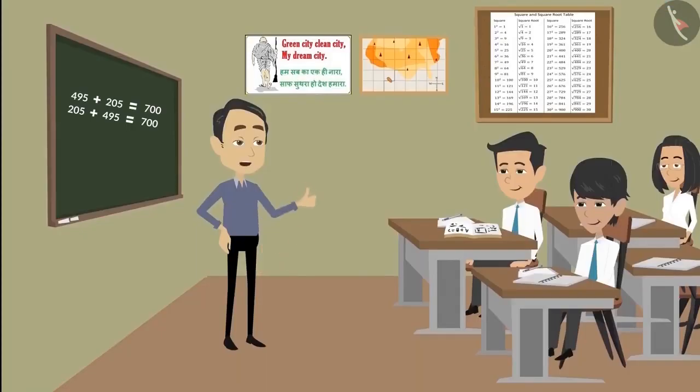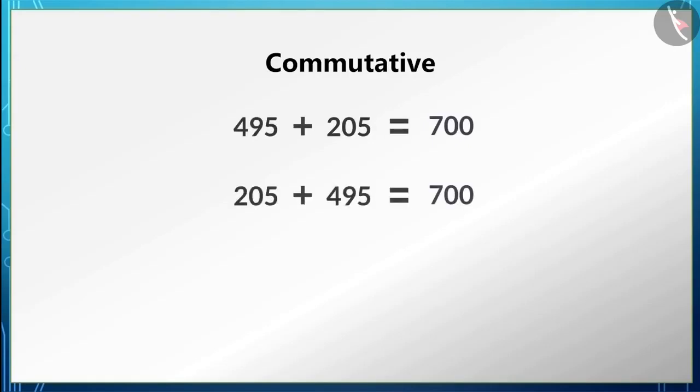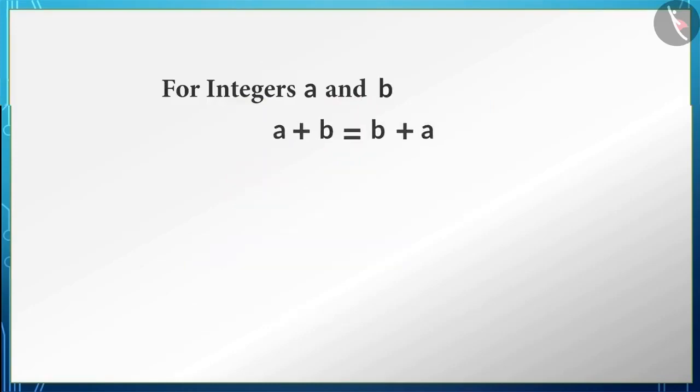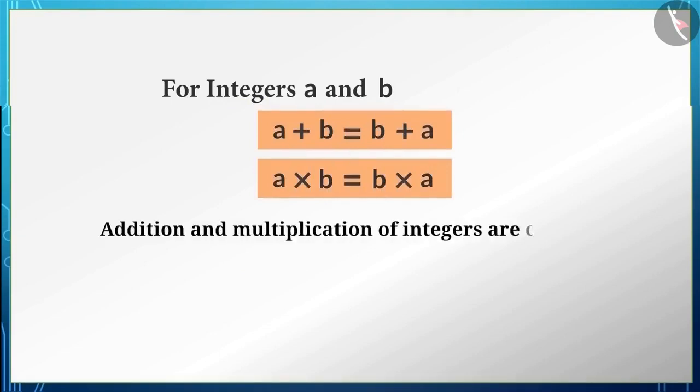Rightly said, Sohan. Now explain to everyone the meaning of commutative property. Sir, commutative means that even after changing the order of numbers in an operation, the result doesn't change. That is, the change of order doesn't affect the result. As we have seen here, if we add these two integers in any order, their sum does not change. If we add or multiply any two integers such as a and b in any order, there is no change in the answer, because the addition and multiplication of integers are commutative.